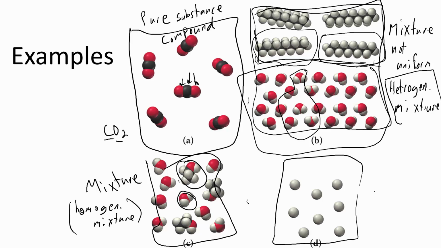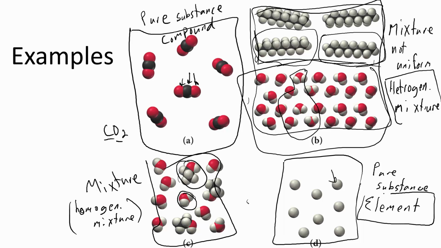Excellent. Okay, so let's look at D. Well, it's all the same. Whatever it is, it's all the same. So we're going to say this is a pure substance. There's not more than one type of thing present. Now we're going to look and say, are these more than one atom, more than one sphere attached to each other? No. It's the exact same thing. It's just whatever the white spheres represent, all I have is white spheres. So in that case, it's only one kind of atom. This is the pure substance that we define as an element.